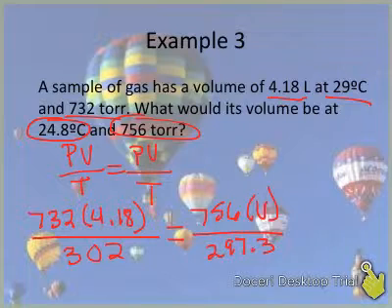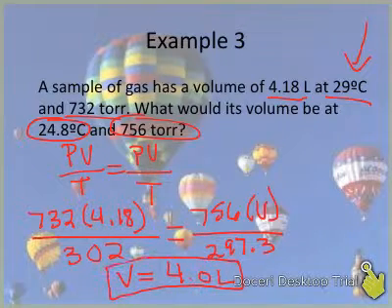But by the time you do all that algebra, first of all, how many significant figures do we get to keep when all is said and done? 2. Why do we only get to keep 2? Because our 29 degrees Celsius only has 2 significant figures, so we are going to get 3.99101 in our calculator. So it's going to be 4.0, and what's my unit going to be? Liters.